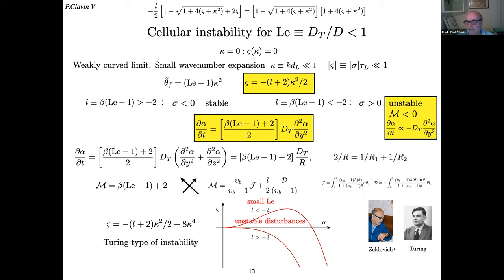And this was recognized in a famous paper by Alan Turing, who is a famous scientist, considering some type of Belousov-Zabotinsky reaction. But it turns out that Zeldovich, before Turing, found this mechanism of instability without giving too much detail, but he anticipated this possibility of thermal diffusive instability much before Turing. It anticipates this result here without giving a full proof for this.